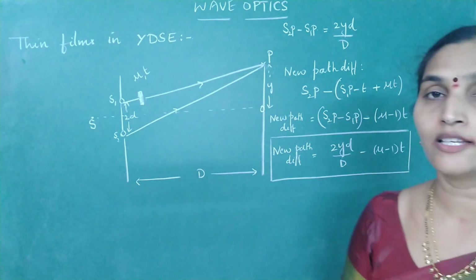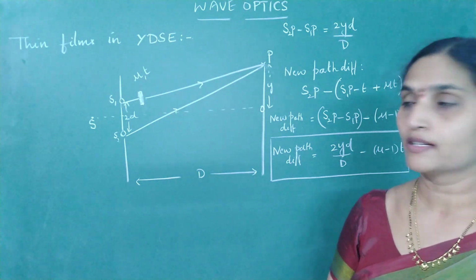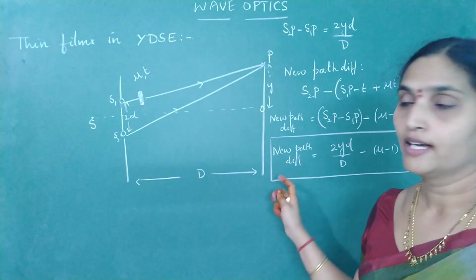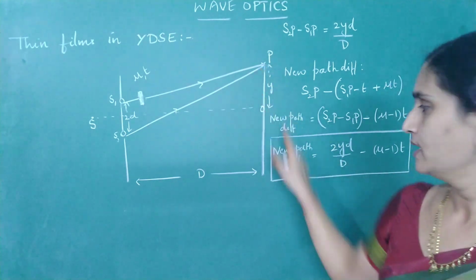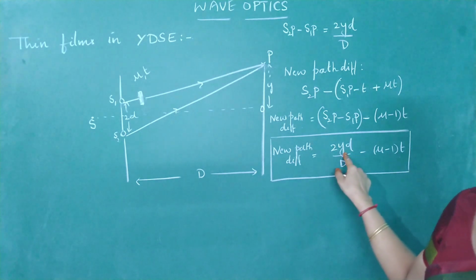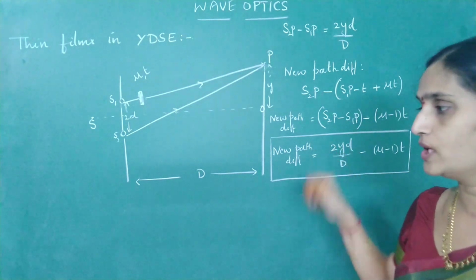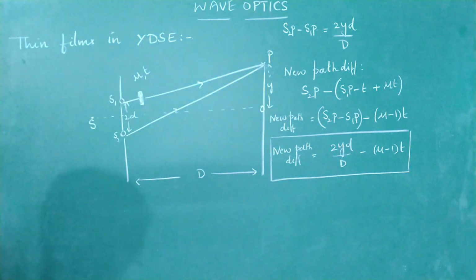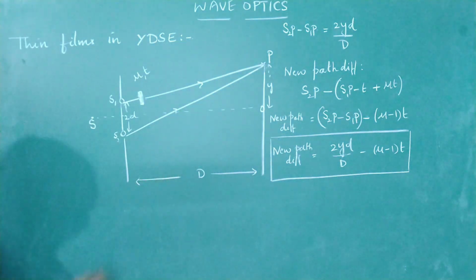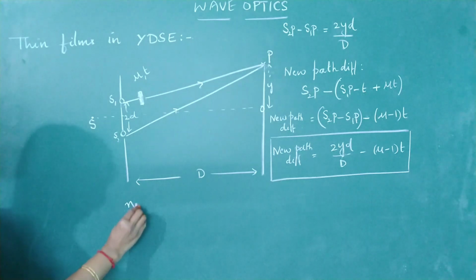Now what is the first condition we have done in Young's double slit experiment? We will check case 1. If the path difference is n lambda, the point P is going to be bright. Then you can find out the distance of the nth bright fringe. So in case 1, if the path difference is equal to n times lambda, I will write the new path difference as equal to n lambda.